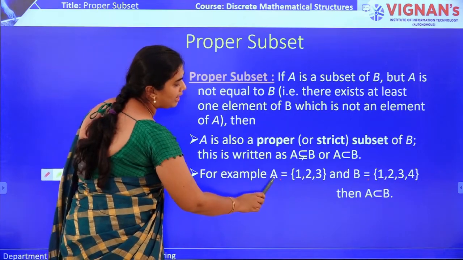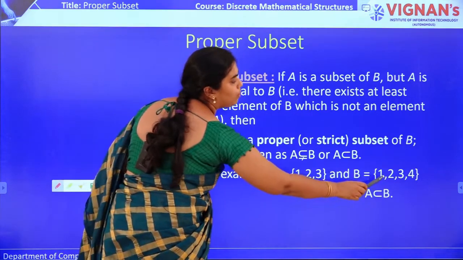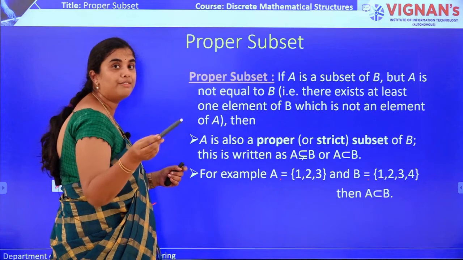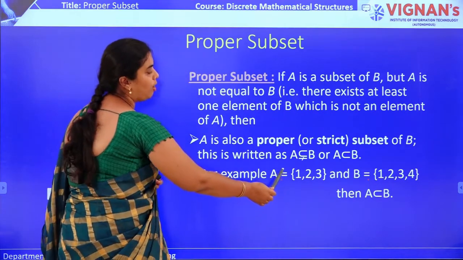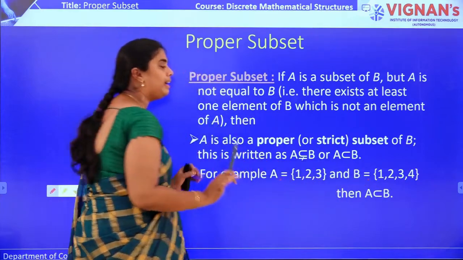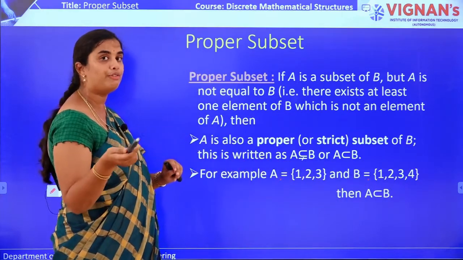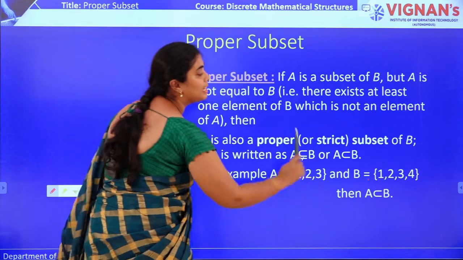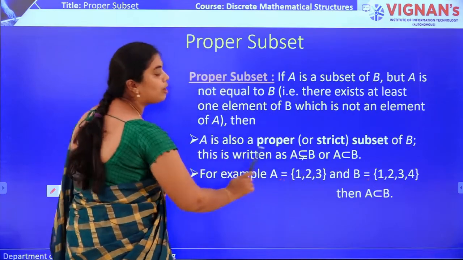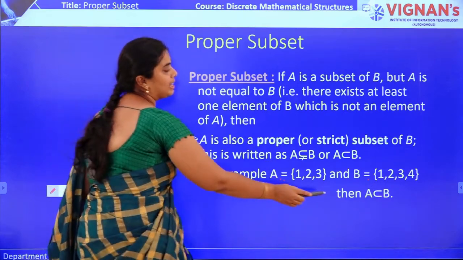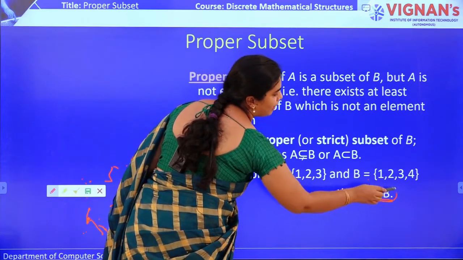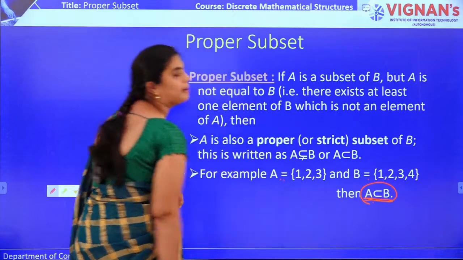So now A equals 1 2 3 and B equals 1 2 3 4. If you view from the perspective of the subset, you can say, okay, all the elements of A are contained in B, so A is a subset. But if you view from the other perspective, there is one element of B which is not present in A, then in that case A is called the proper subset of B. This is the notation of proper subset.